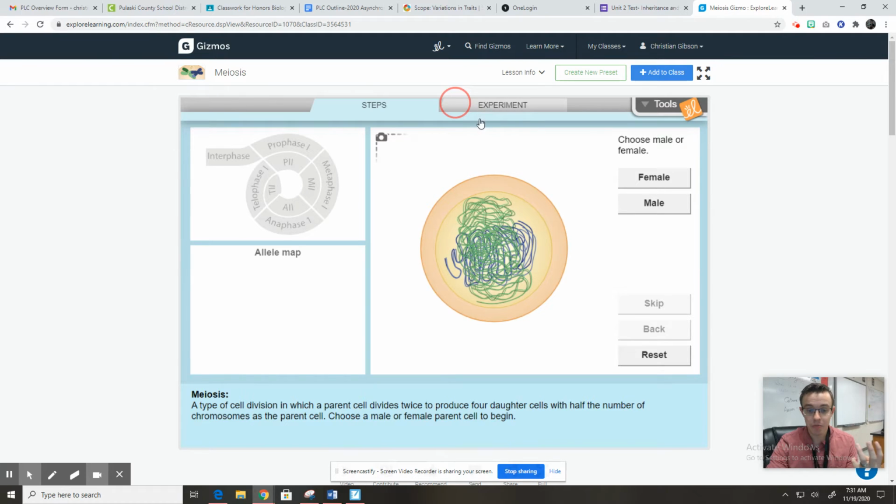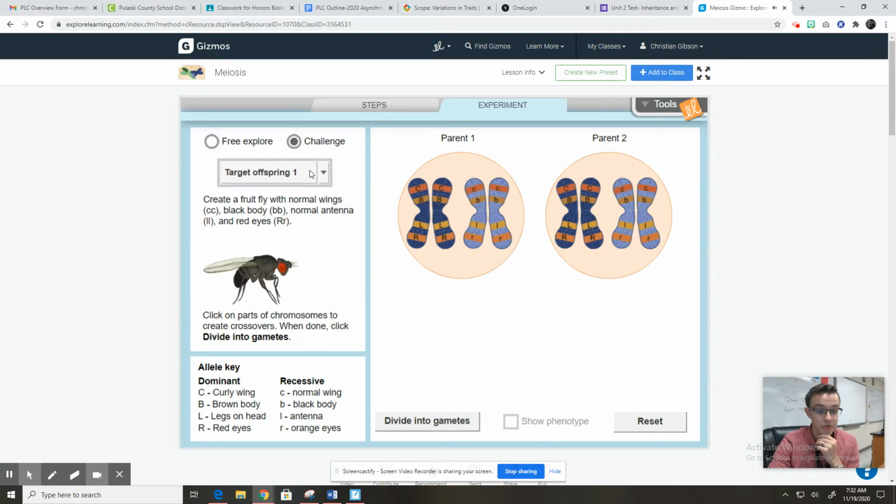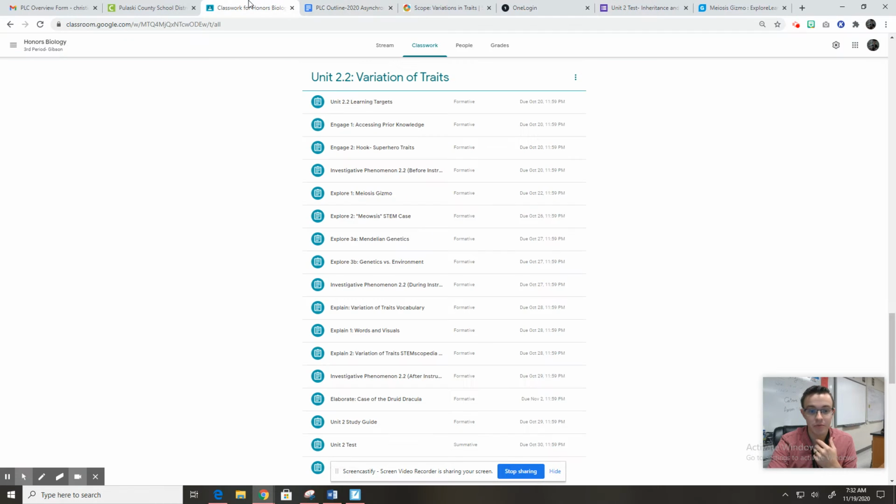And then the third part of it, they get to experiment. They can freely explore with crossing over. They can swap these alleles between the homologous chromosomes, or well, they also had to do this. They had to generate certain traits, these genotypes and phenotypes, in a desired target offspring 5 times by making crossing over happen between the homologous chromosomes. So it really reinforces this idea that crossing over really adds to genetic variation. They really liked that explore activity. Let me find where I'm going here.